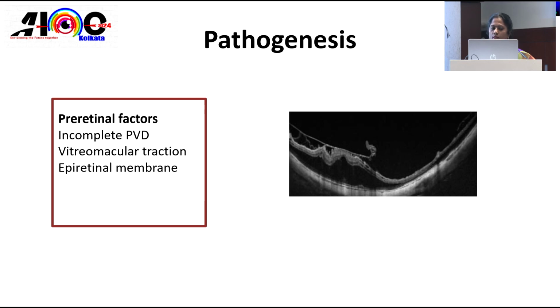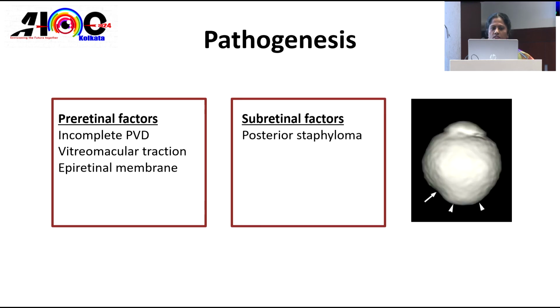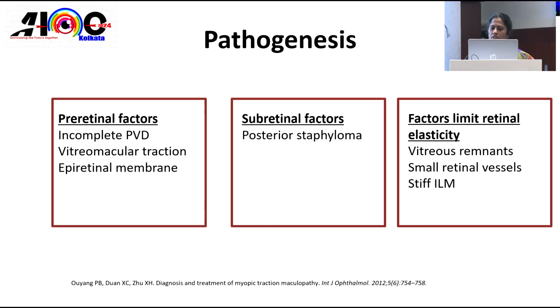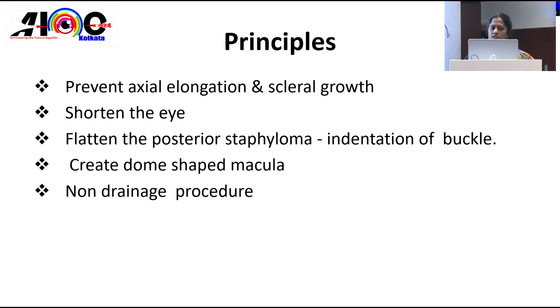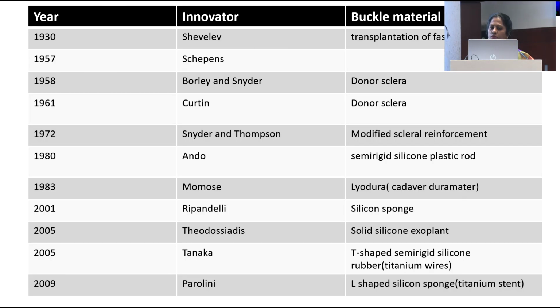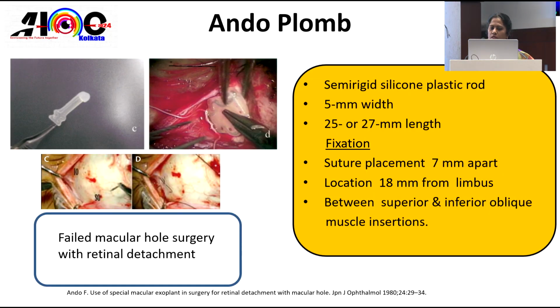Now going by the pathogenesis, the pre-retinal factors, the subretinal factors, and the factors limiting the retinal elasticity. So the principles are in short: prevent an axial elongation, shorten the eye, flatten the sclera, create a dome-shaped macula, and a non-drainage procedure. So here we have multiple evolution. The Endosplum, which is the one which was used by the Japanese colleagues.